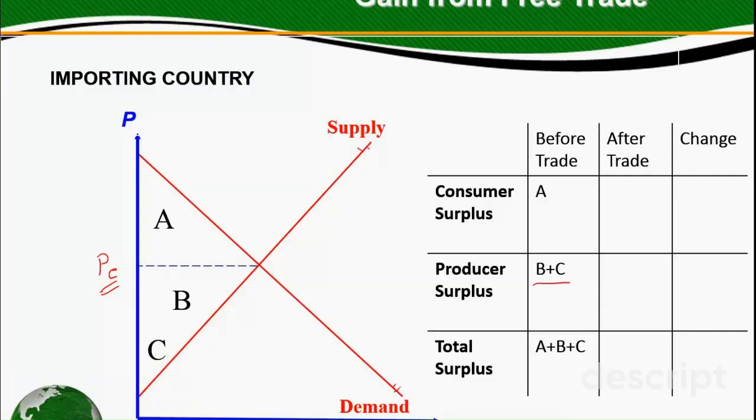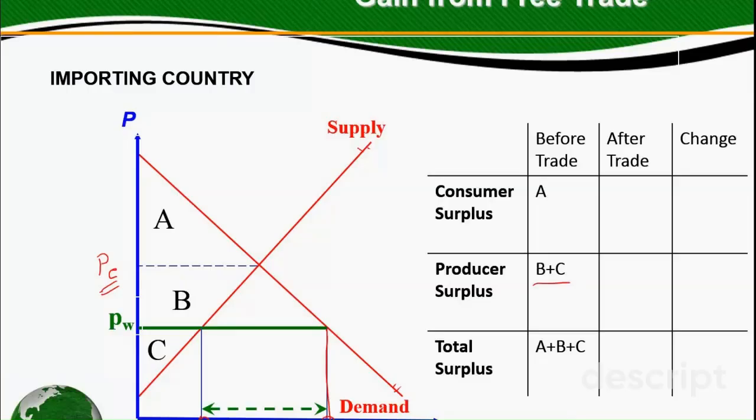Now, what happens when this country opens up to trade? Well, the world price, which is given by PW in this case, is below the equilibrium price, PE. Since the good is cheaper in the world market, the country would want to import the good. So at the world price, PW, this is the demand, this is the supply. The excess demand is how much the country would import from the world market.